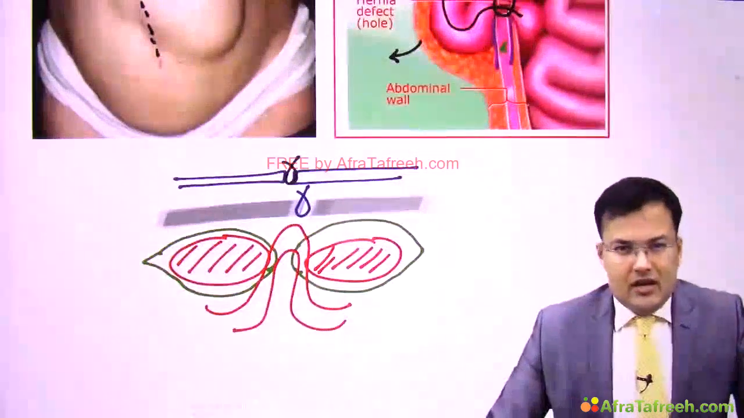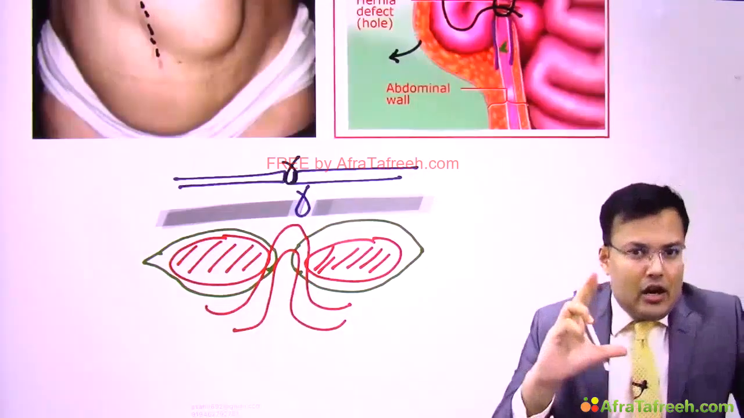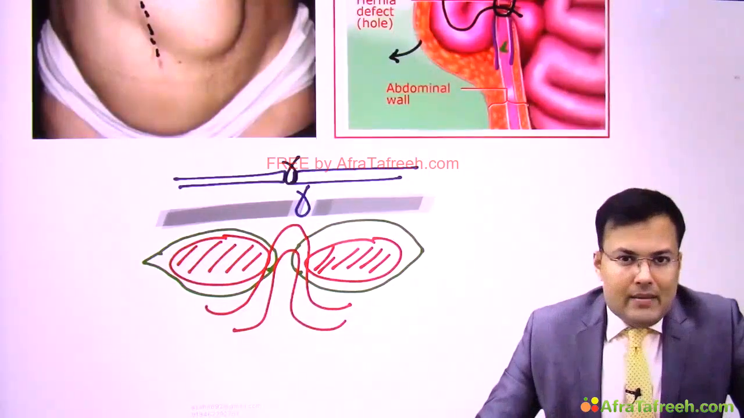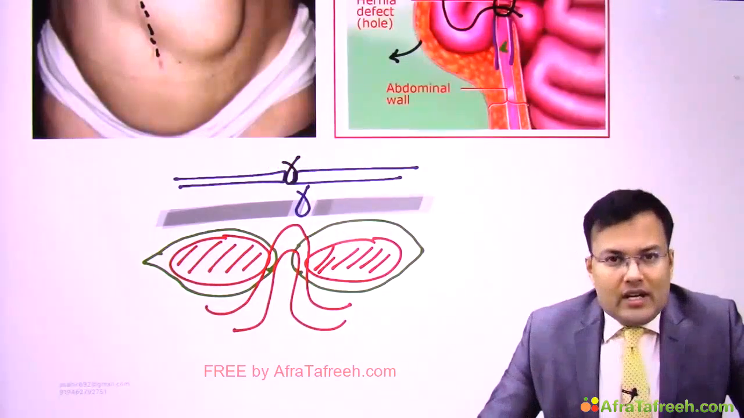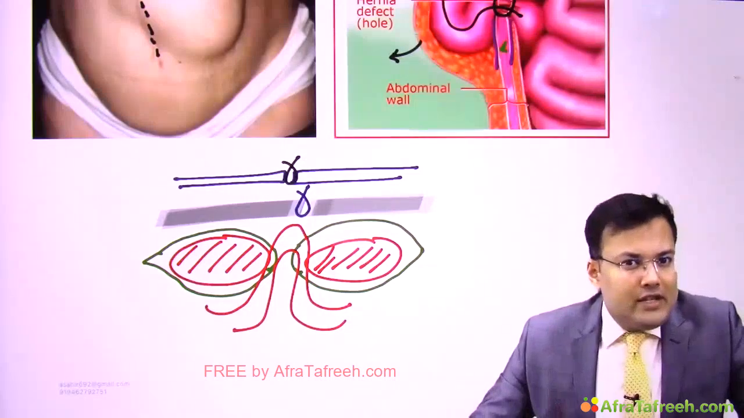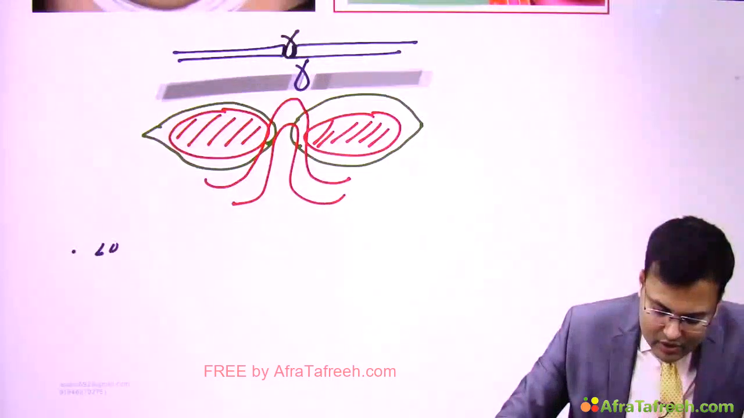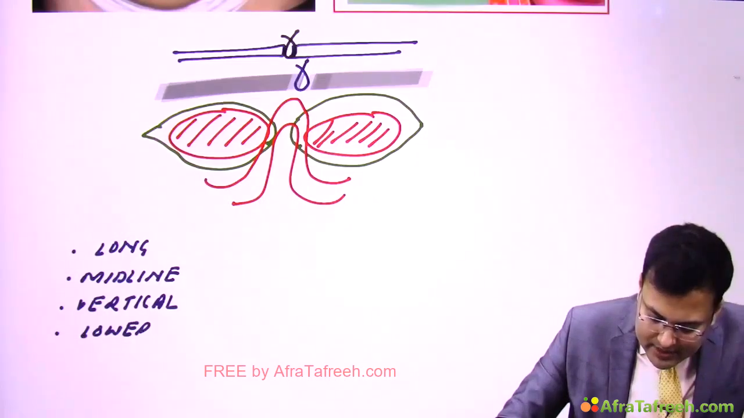Now, one simple question. In which incisions is there increased risk of incisional hernia? In long incision or short incision? Obviously long. In midline or paramedian? Obviously midline. In transverse or vertical? Obviously vertical. And in upper abdominal or lower abdominal? Obviously lower abdominal. So if the patient has a long, midline, vertical, lower abdominal incision, there is increased risk of incisional hernia.